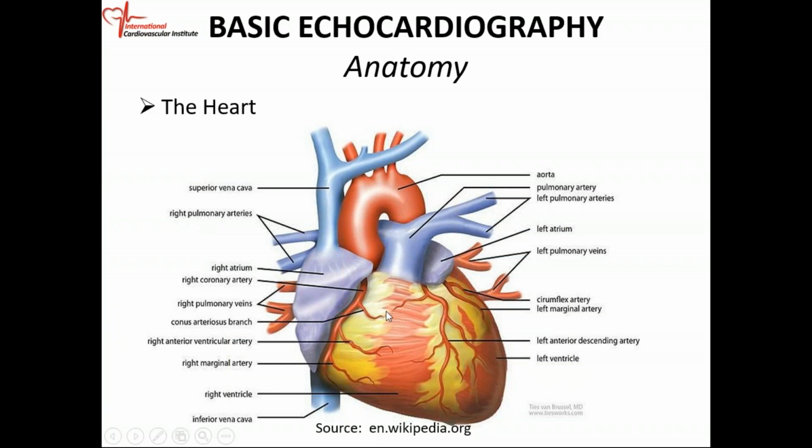This blood vessel coming out of the heart is the main pulmonary trunk. The main pulmonary trunk gets blood from the right ventricular outflow tract, or from the right ventricle. So this is your main pulmonary trunk, and it divides into a right pulmonary artery and a left pulmonary artery.